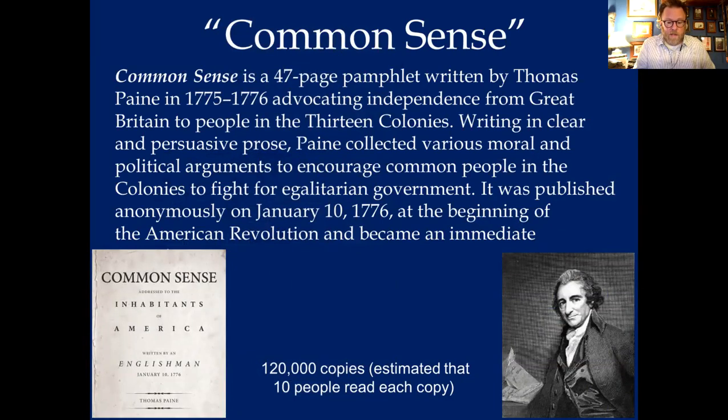And it was estimated that 10 people read each copy. So essentially almost everyone who could read or be read to. So if you're looking for the common cause, Common Sense is a key document where Paine lays out the intellectual reasoning for why you should rebel against the monarchy. Well, what was the gist?